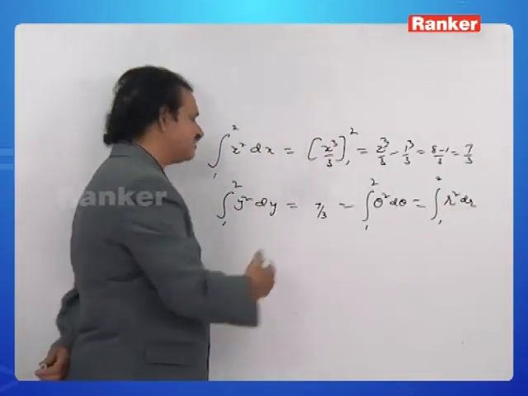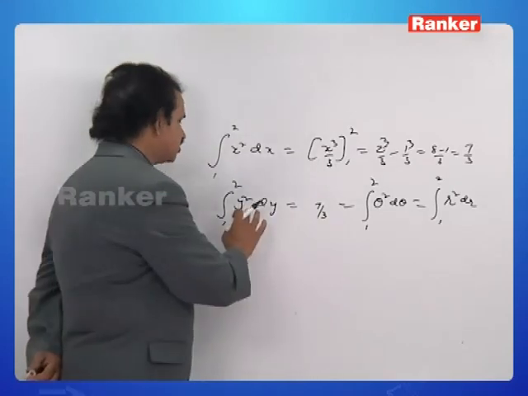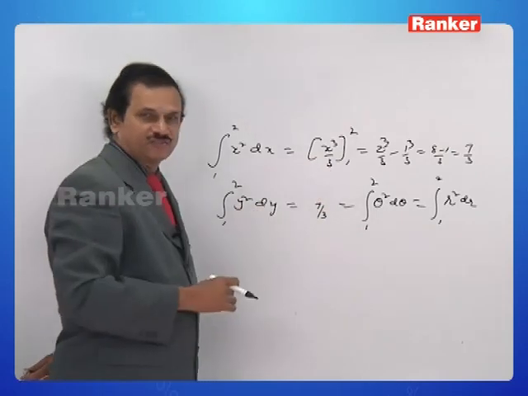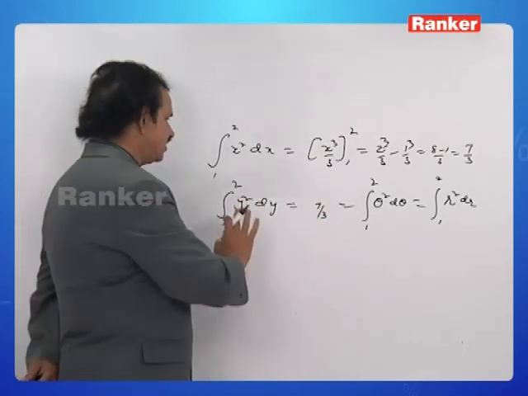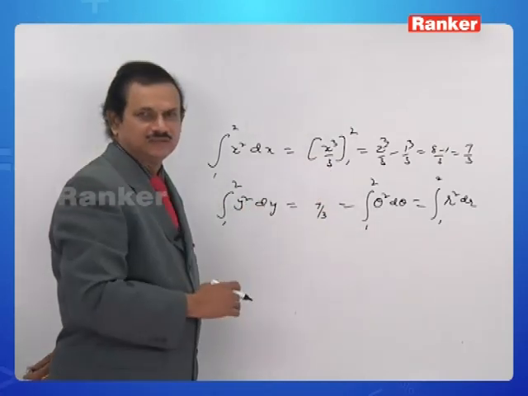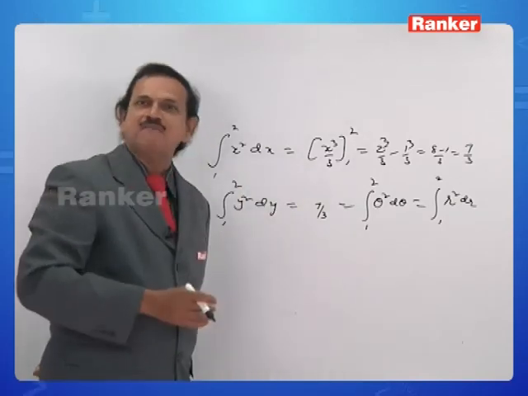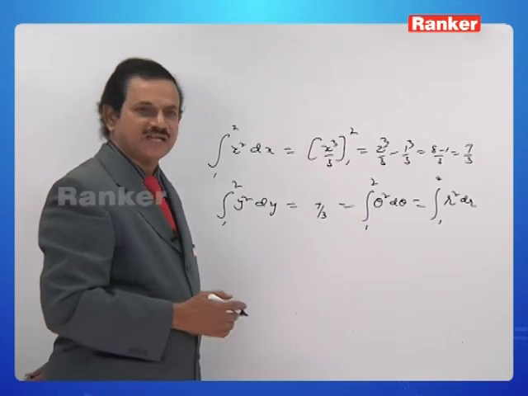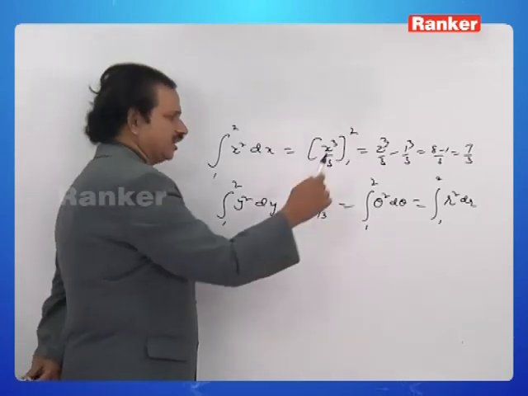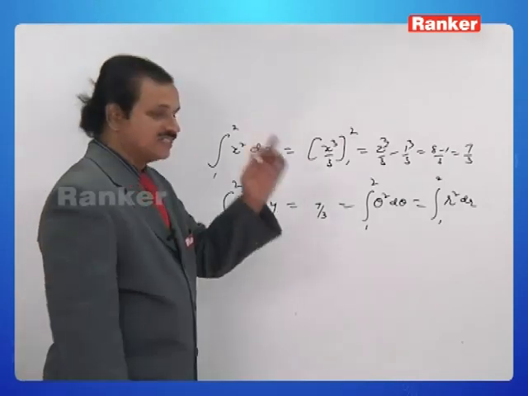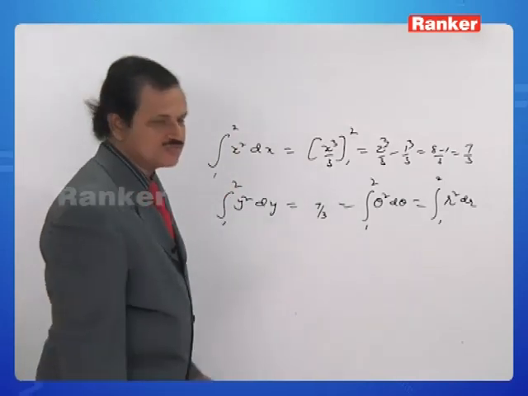How can you generalize this result? You have not changed the function. You have not changed the limits. Everything is absolutely similar. You have just changed the variable only, the name of the variable only. In such a case, this definite integral, all of them are equal. That we are now going to generalize.